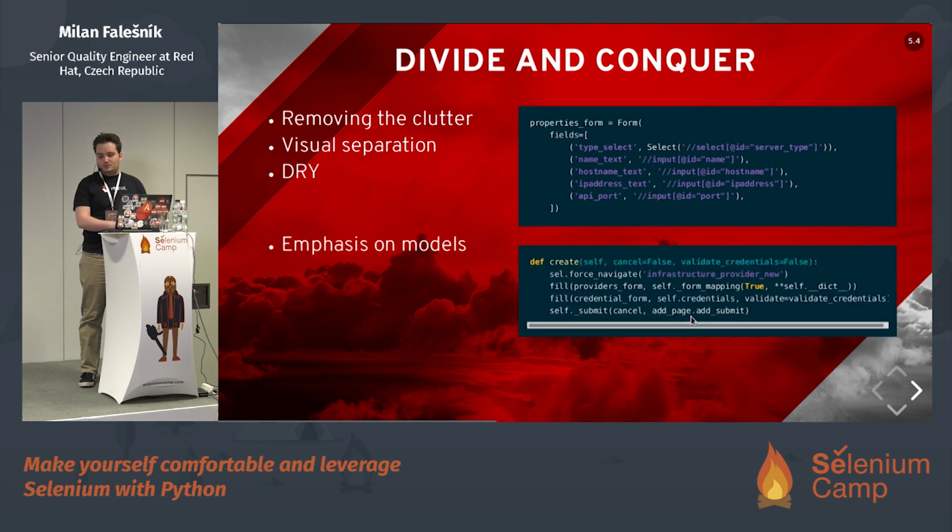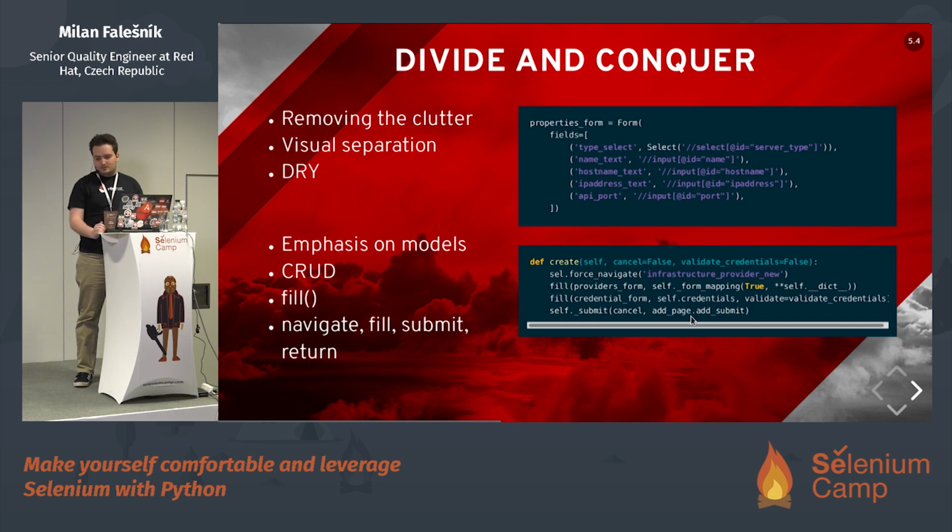We used models, which is a class which represents a thing in the product, and then you have methods as the interactions with the objects you created, updated, deleted. And we had this fill thing, and basically it all boiled down to navigate, fill, submit, return something. So we had this navigation where you said you want to navigate somewhere by a string, it went there, did everything for you. And we also built up a library of hacks because Selenium was sometimes very quirky.